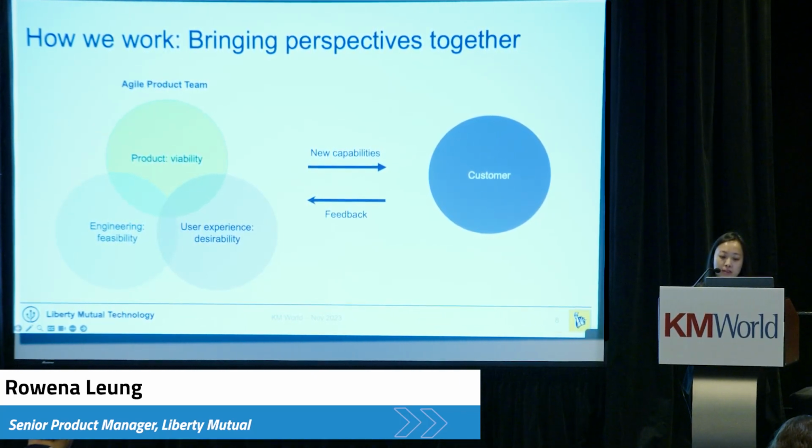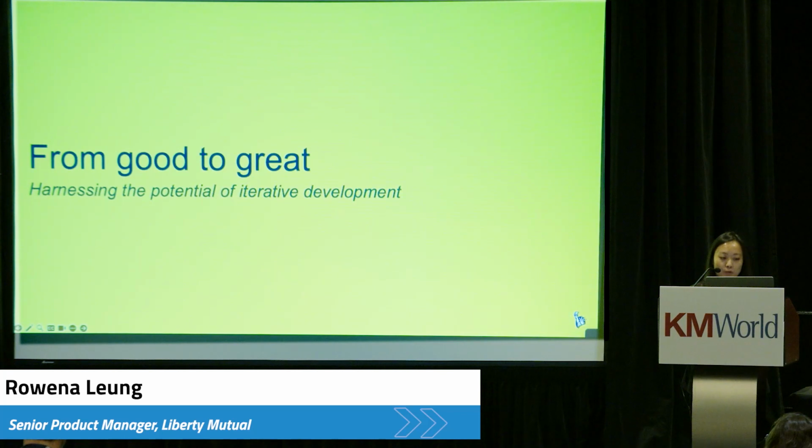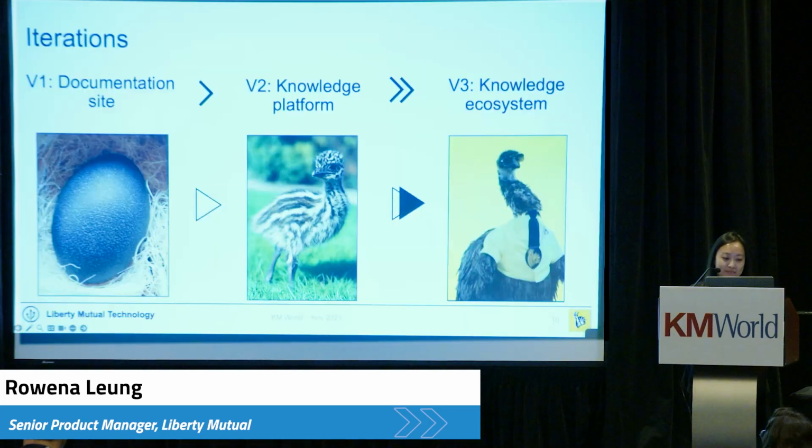So we want to avoid that by iterating, by putting something out sooner to prove out value and not delivering all at once. So we'll talk about 3 major versions of our product and how we iterated toward them to go from good to great. And Disha will start us off with the iterations.